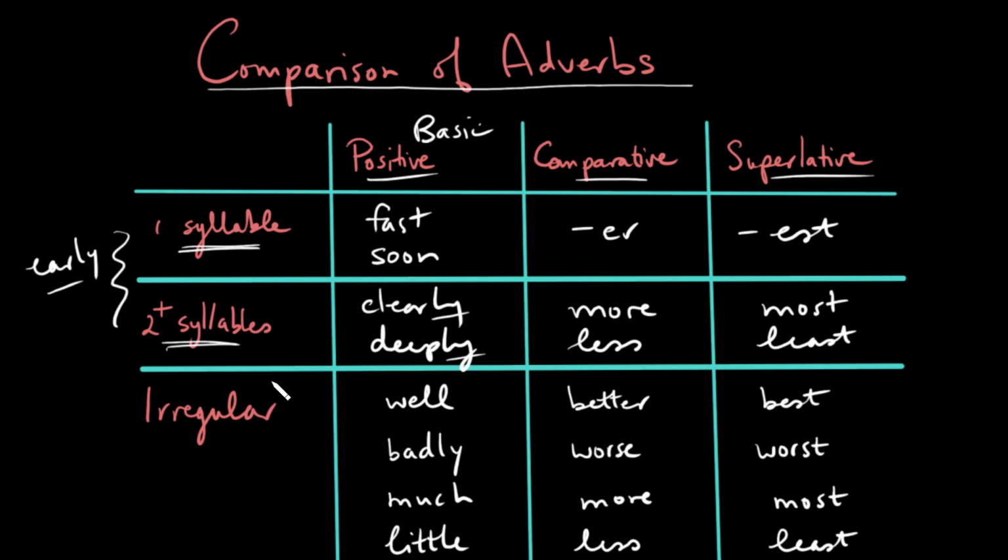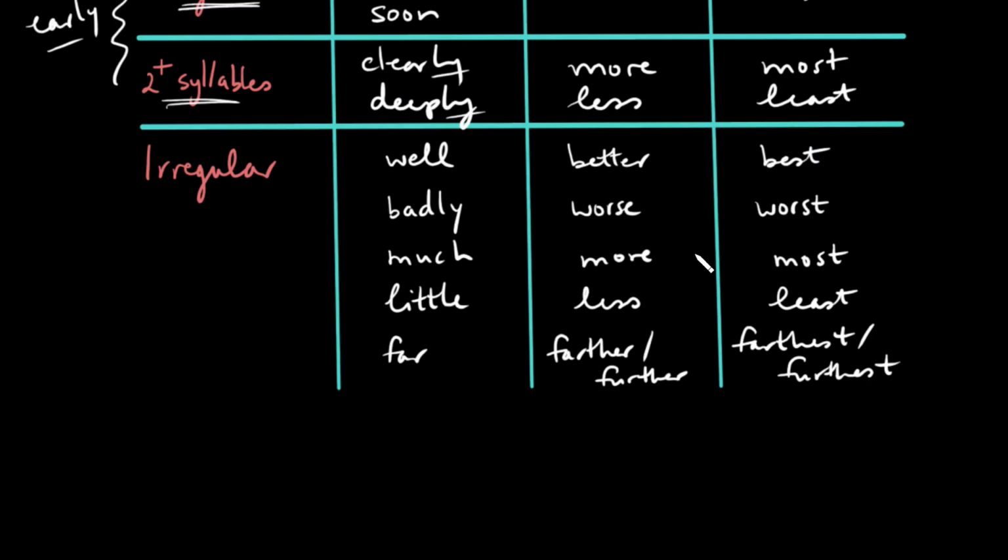That's a little bit different than adjectives. Adjectives have quite a bit more variation, and you can watch the separate video on comparison of adjectives that will explain that. So let's go on then to irregular adverbs.